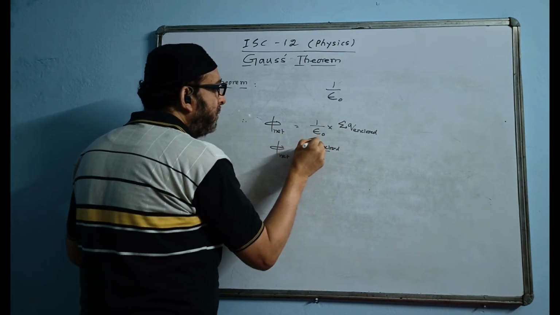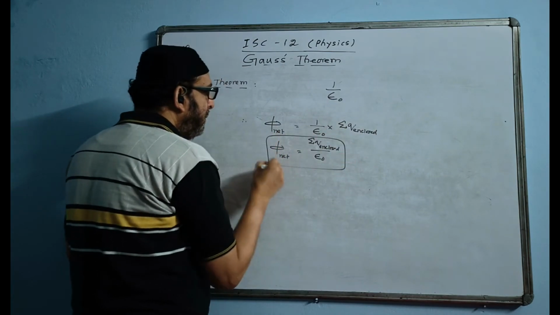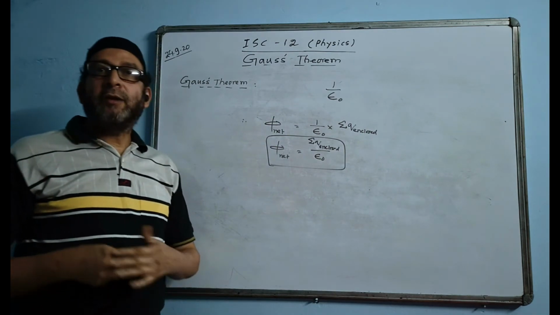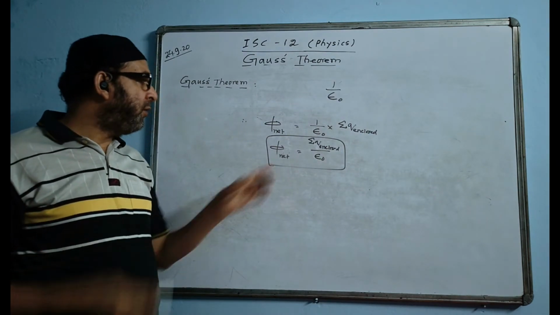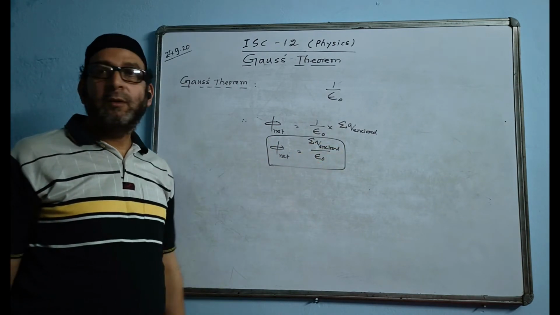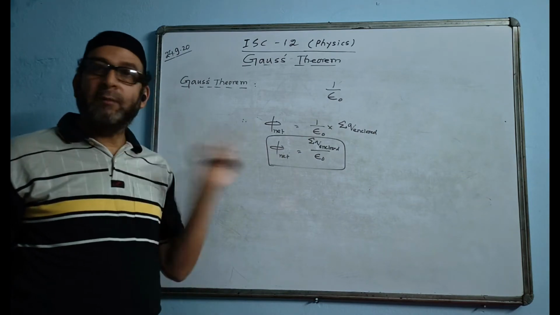Sigma q enclosed. This is the mathematical statement of Gauss theorem. If you cannot write the statement in words, but you can write the equation phi net is equal to sigma q enclosed by epsilon naught, you will get full marks. No marks deduction will take place, which is of 1 mark.